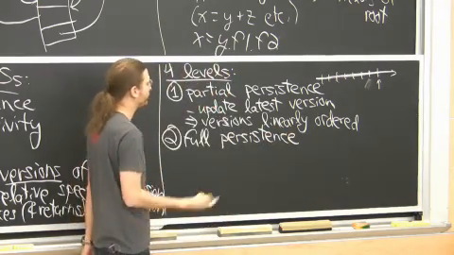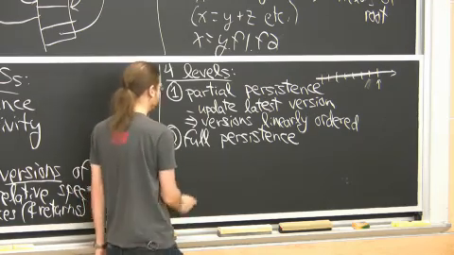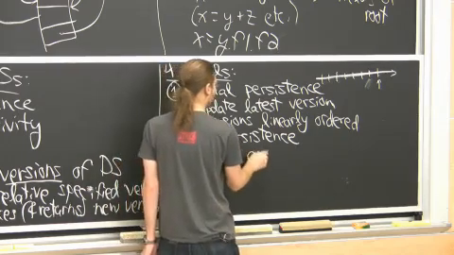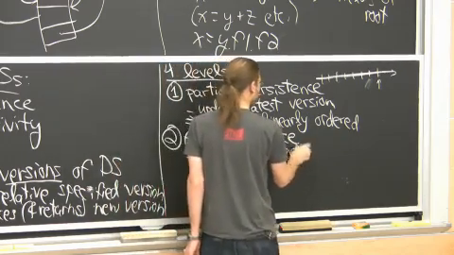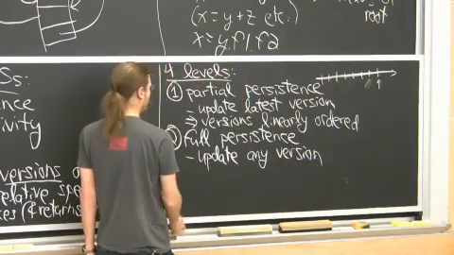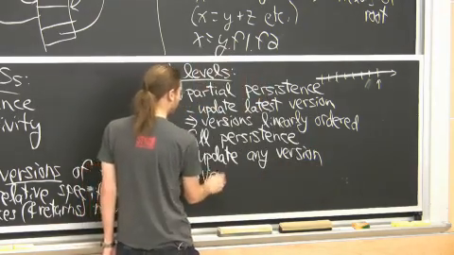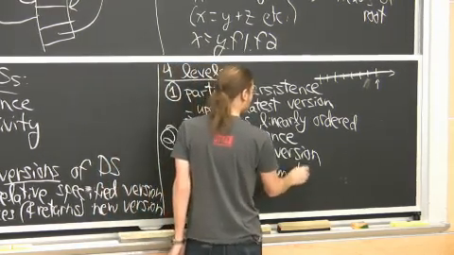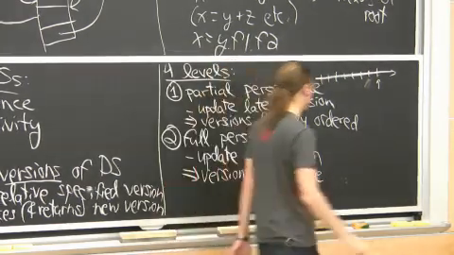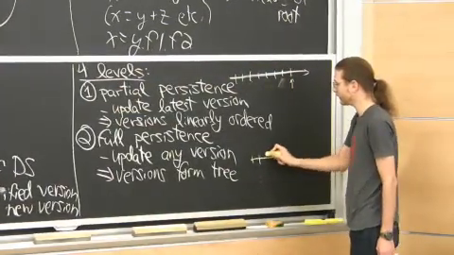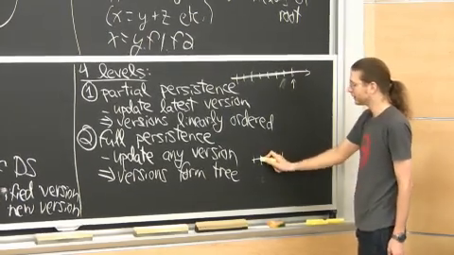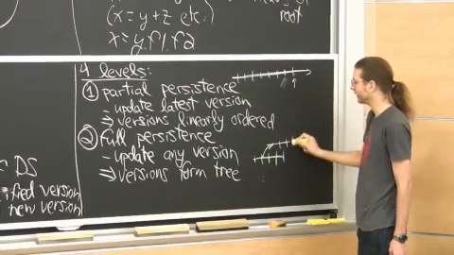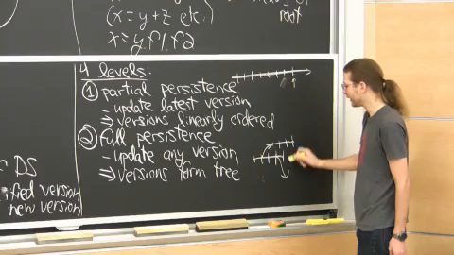In full persistence, you can update anything you want. So update any version. And so then the versions form a tree. Okay, so in this model, maybe you initially have a nice line of versions, but now if I go back to this version and update it, I branch, get a new version here. And then I might keep modifying that version sometimes. Any of these guys can branch.